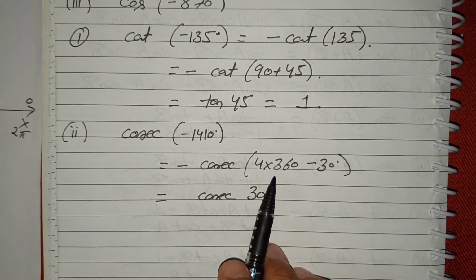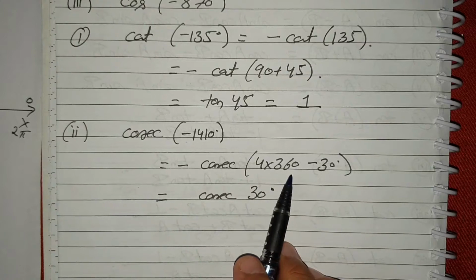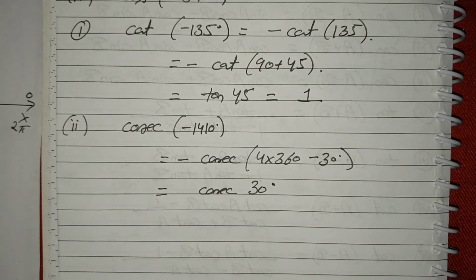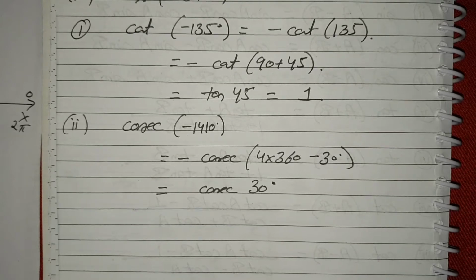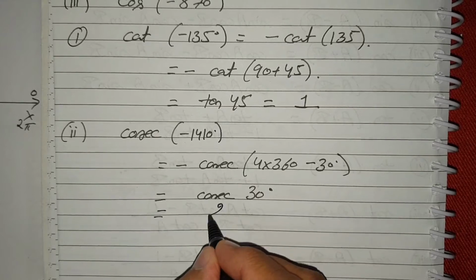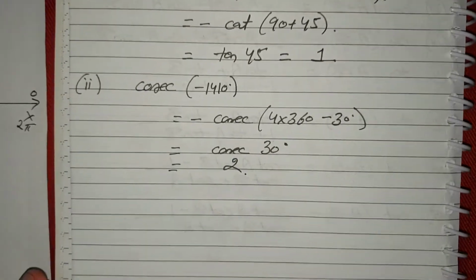So in case of 180 and 360, it will not change. Or simply, in case of 180 and 360, it is not going to change. In case of 90 and 270, that will change. So cosec will remain cosec. Cosec 30 equals, the answer is 2.